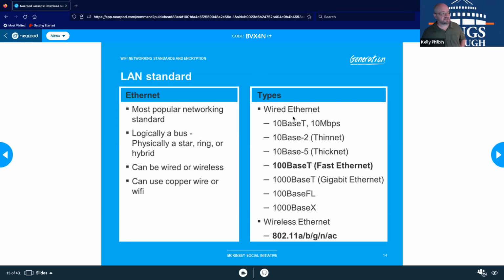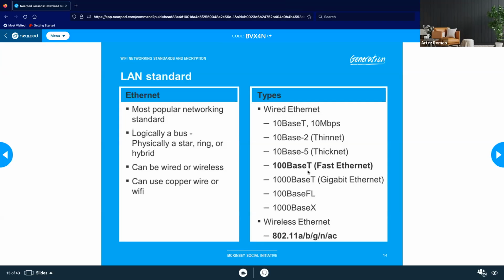The T is, I believe, phone line. And then you start getting into the fast T when you get 100 and 1,000, that is RJ45 or STP, shielded twisted pair, 8 wires.